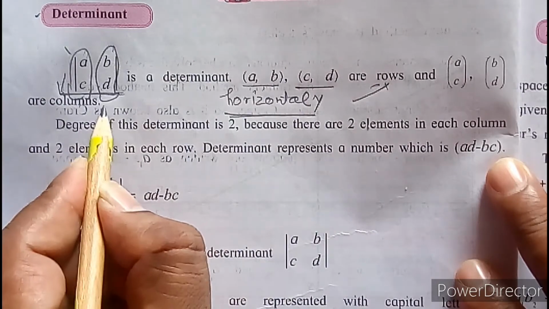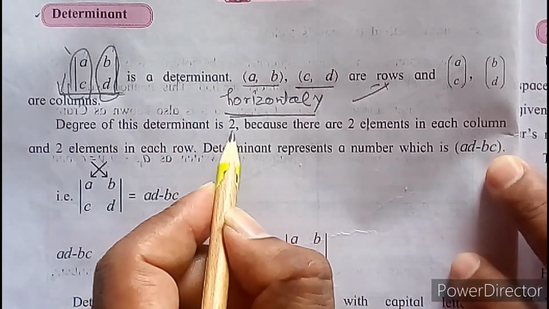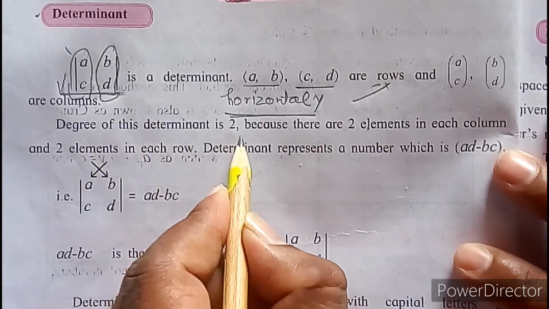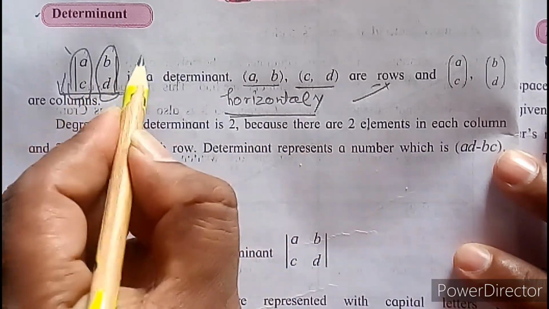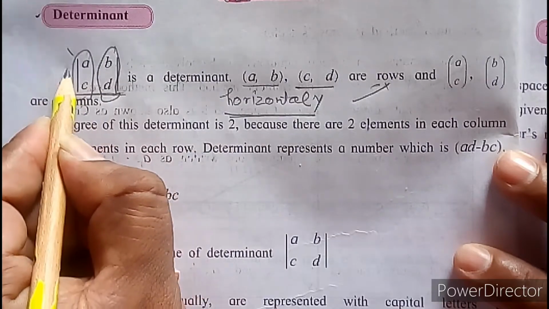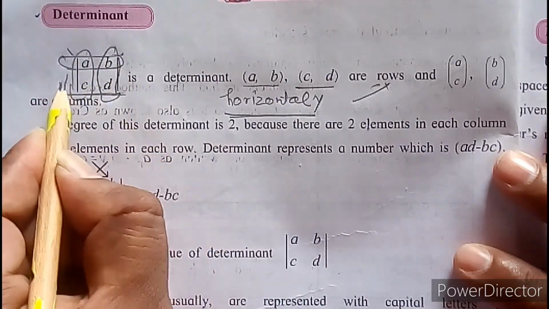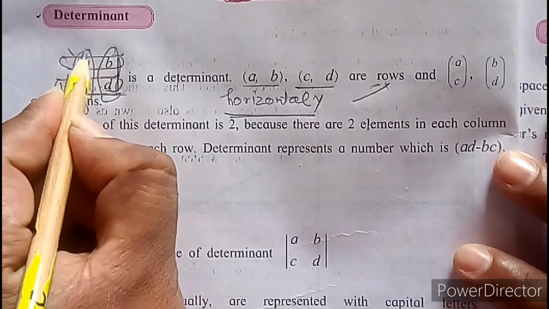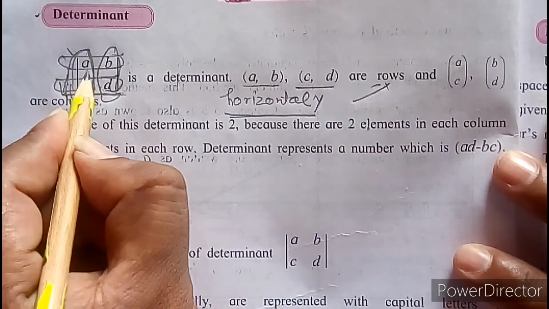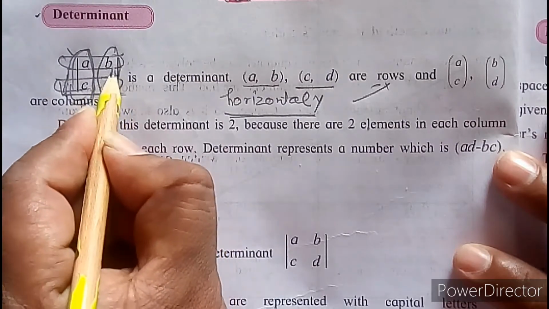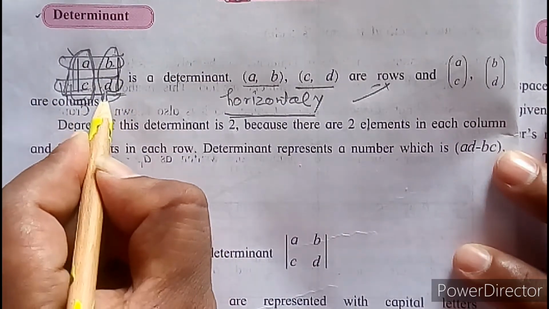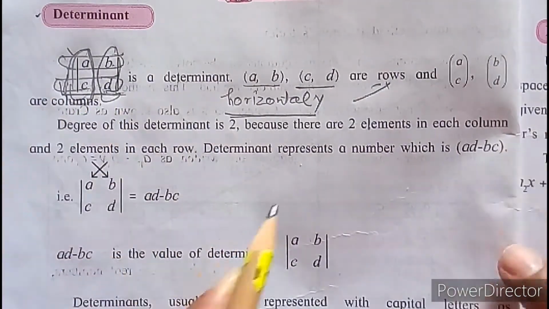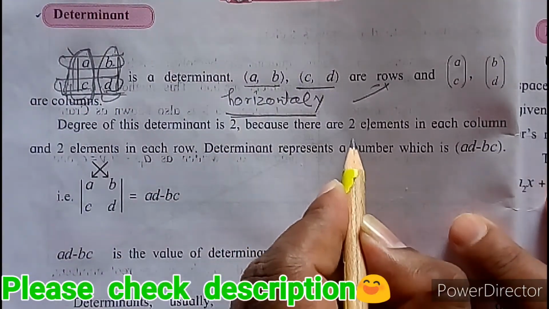Now what is the degree of this determinant? We observe that 2 is the degree of this determinant because it has two rows. AB is the first row and CD is the second row, and it has two columns. In the first column there are elements A and C, in the second column there are elements B and D. That's why this determinant has degree 2.